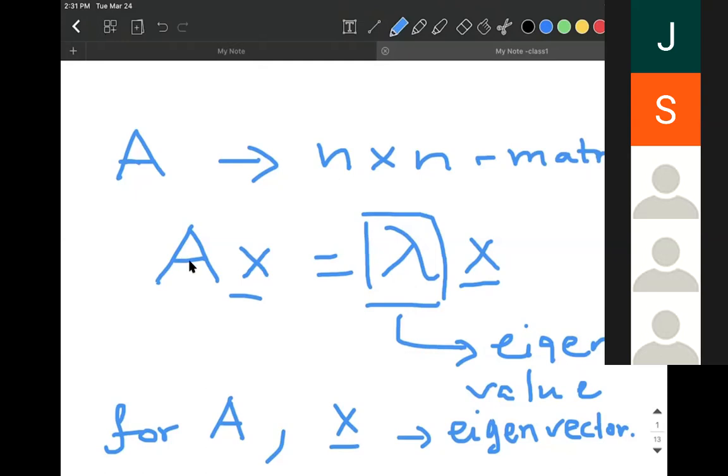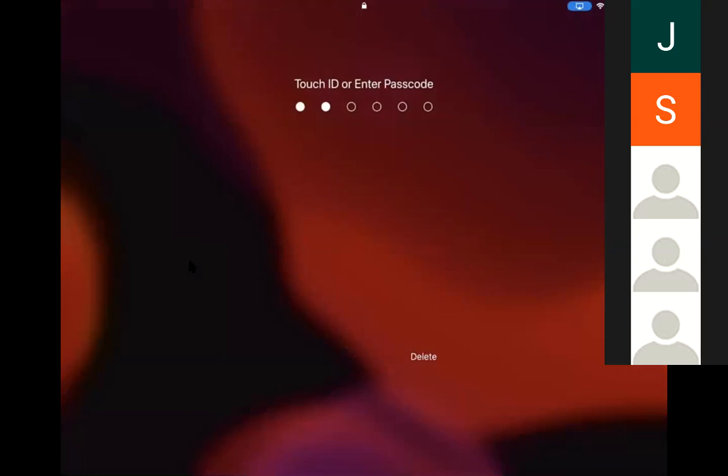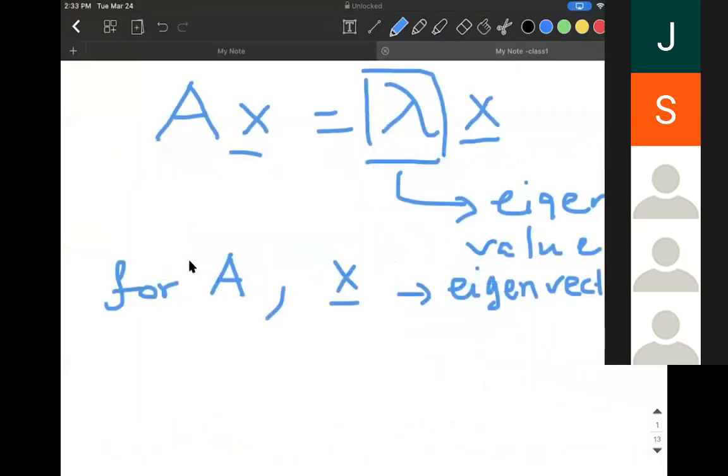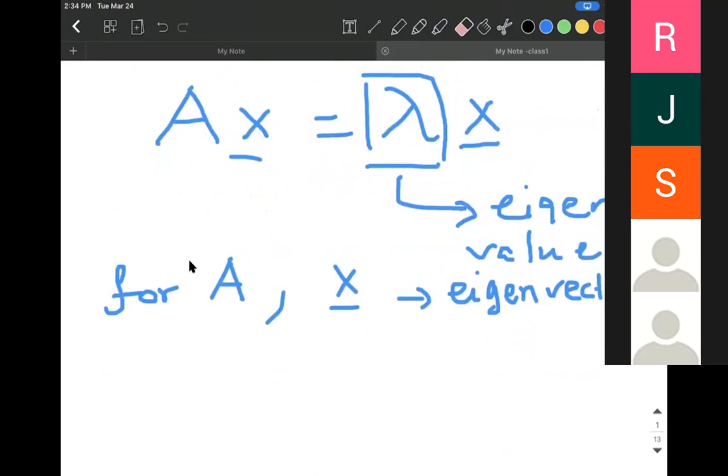So we have this eigenvalue, eigenvector equation. What does an eigenvalue and eigenvector do to a matrix? This matrix A acts on this vector.